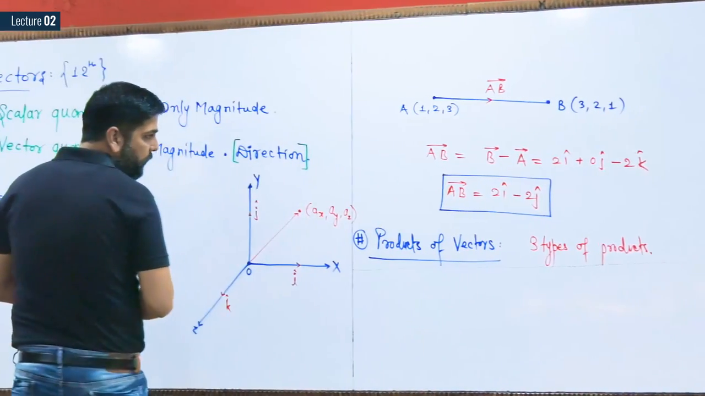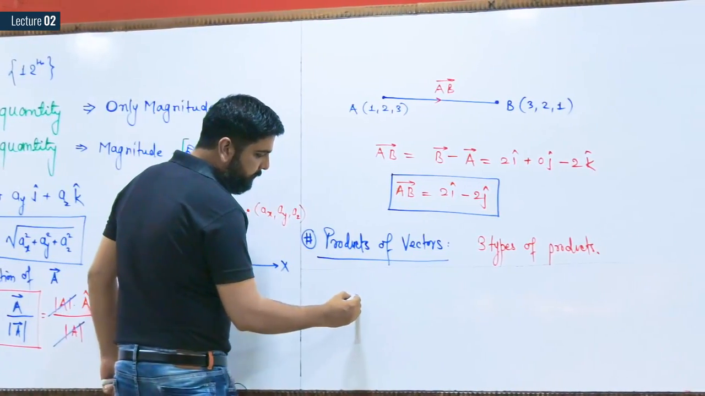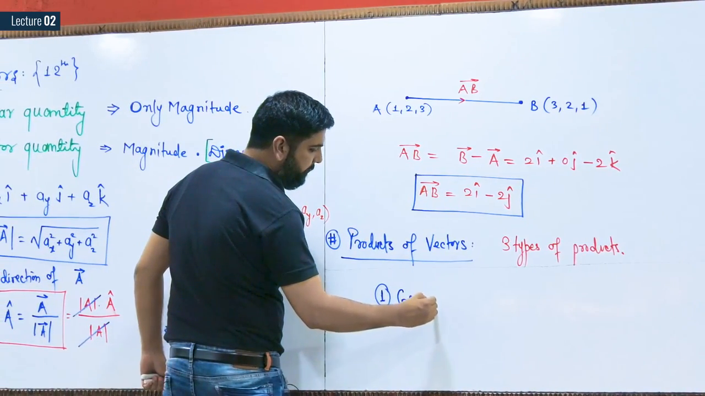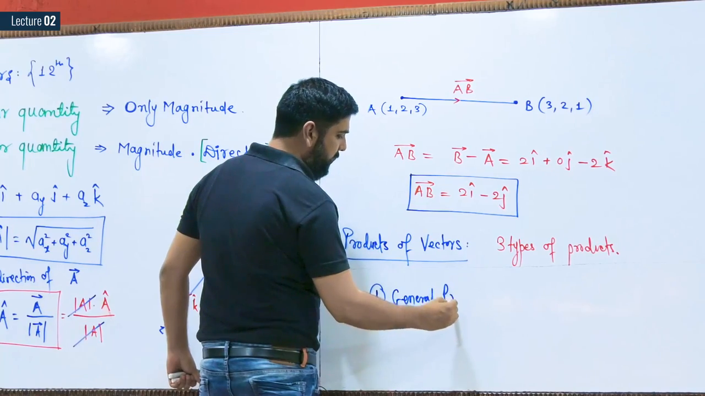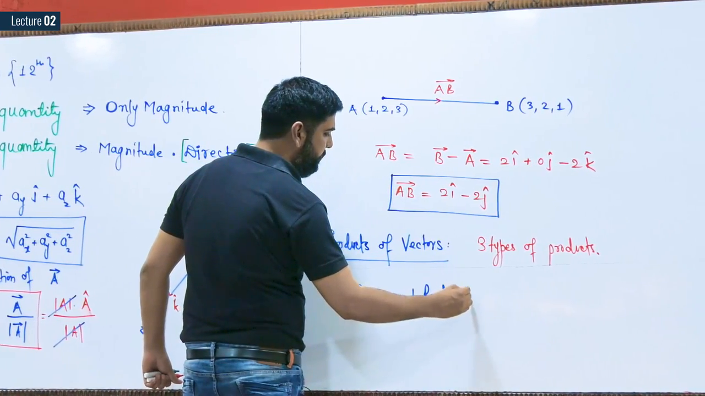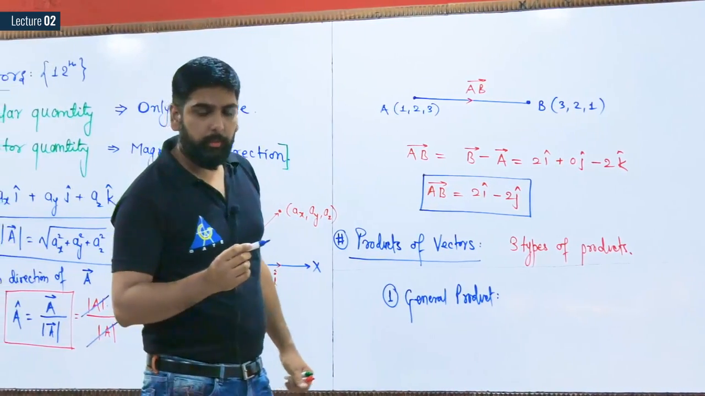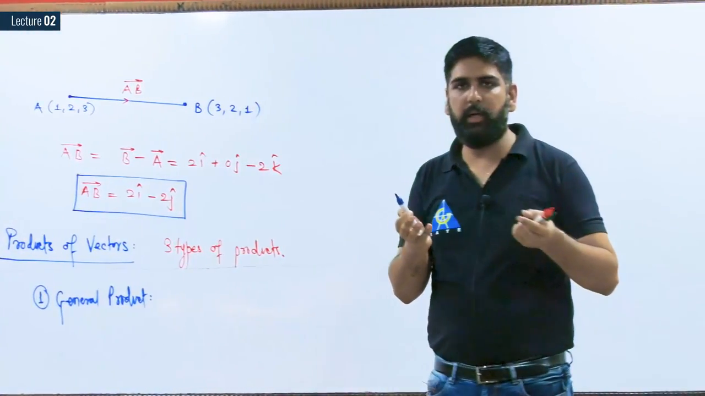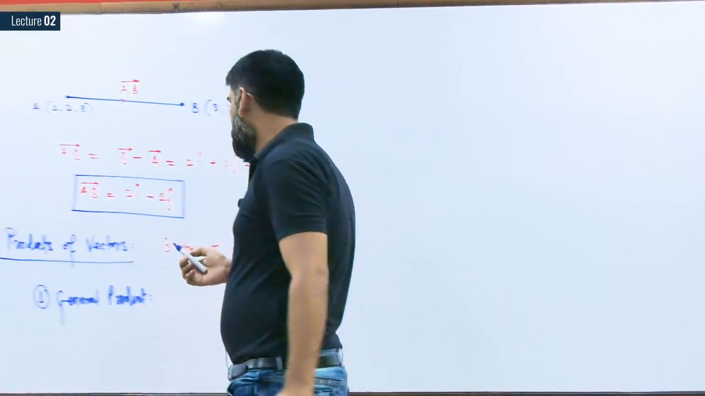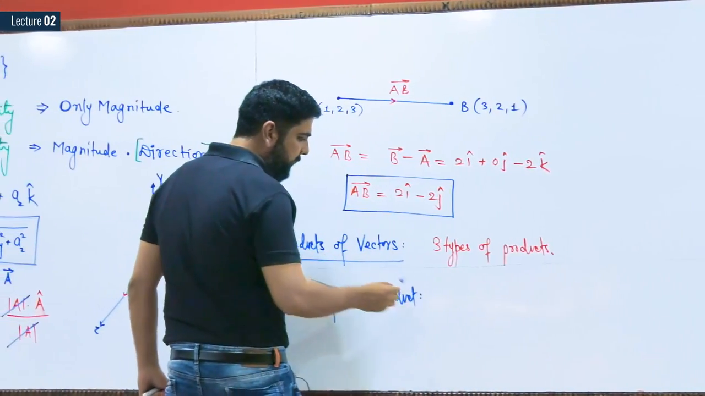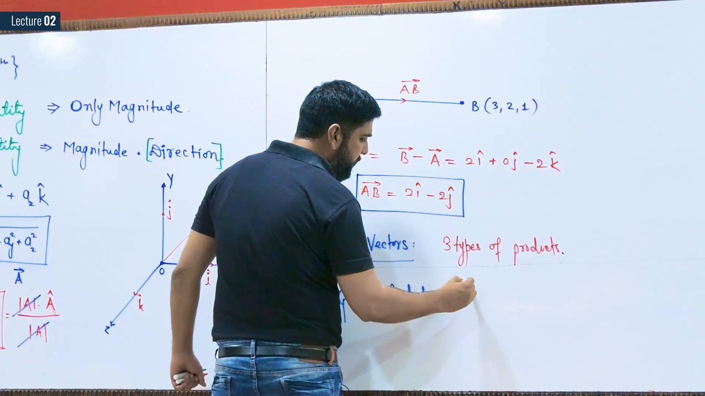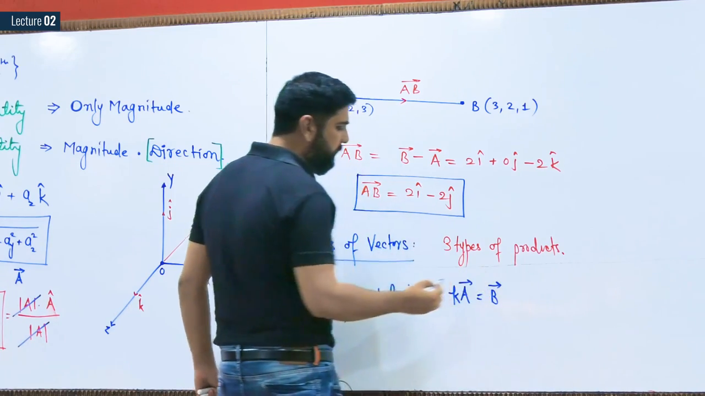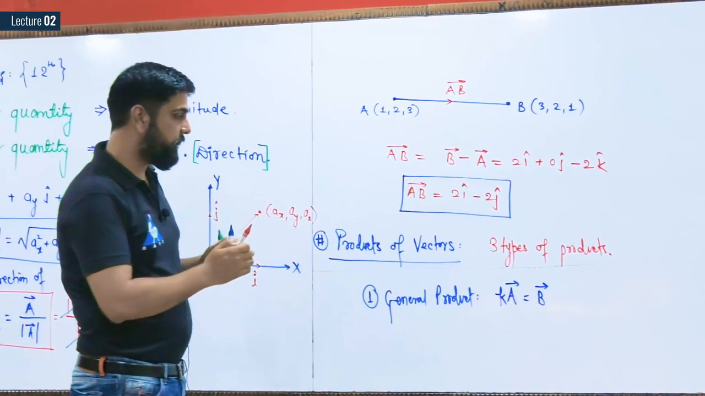So I am having 3 types of products, and number one, let us suppose I am naming it like a general product, right? So what is general product, dear students? What do we mean by the general product? See, if I am multiplying a vector with a scalar, we can multiply the vector with a scalar, there is no problem at all. If I am multiplying the vector with any scalar value, then the resultant is nothing but a vector in the same direction, then what is actually the change in it?